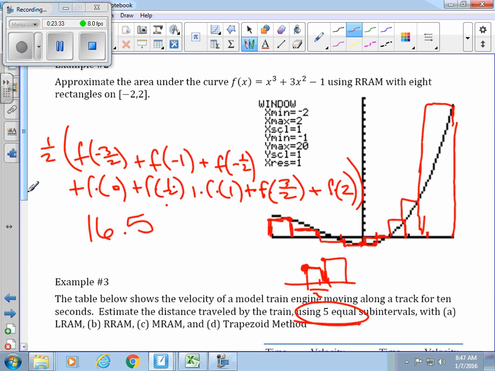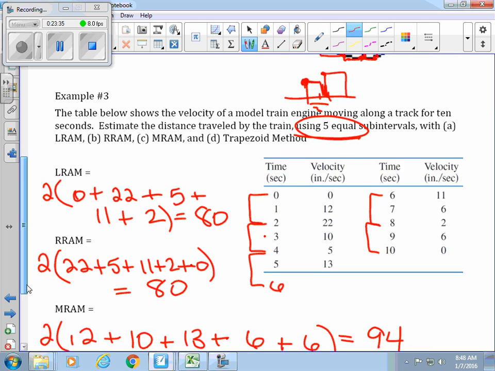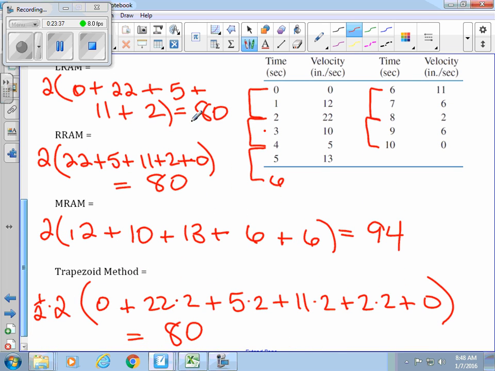Speaking of, let's talk about that here. Did this one give us units? These would all be in inches.